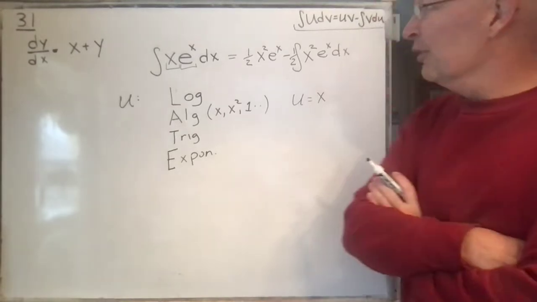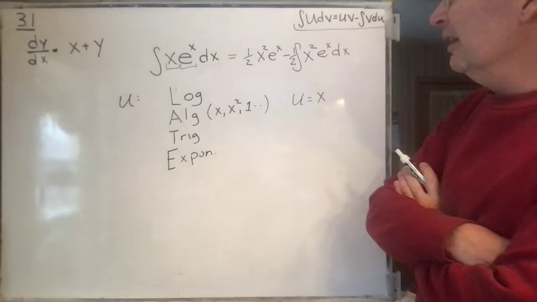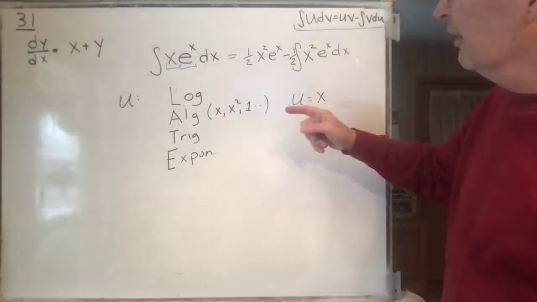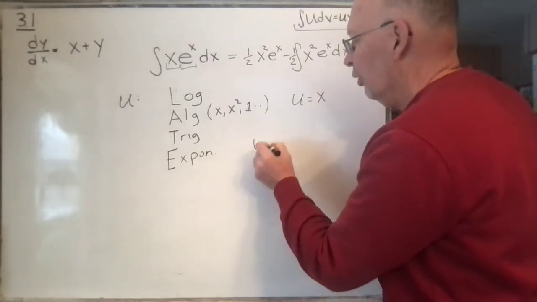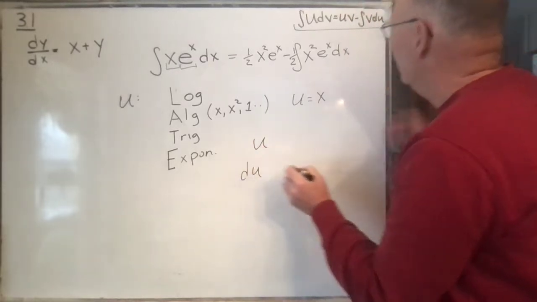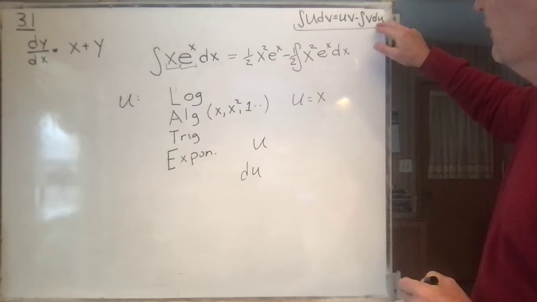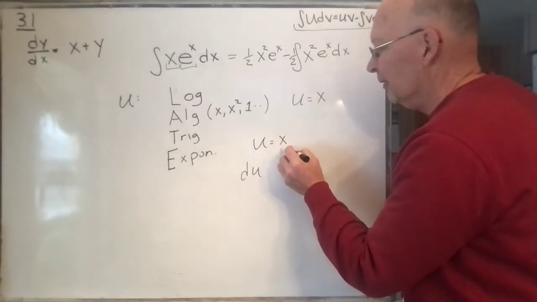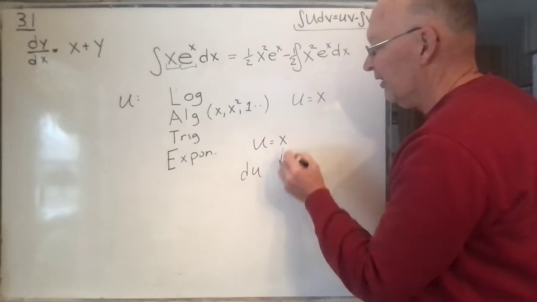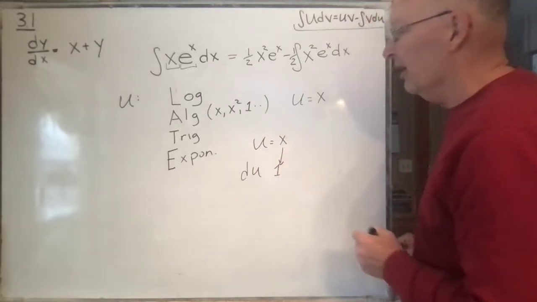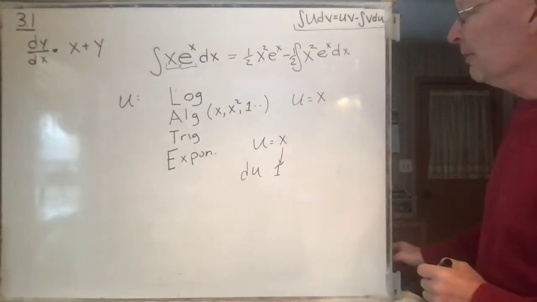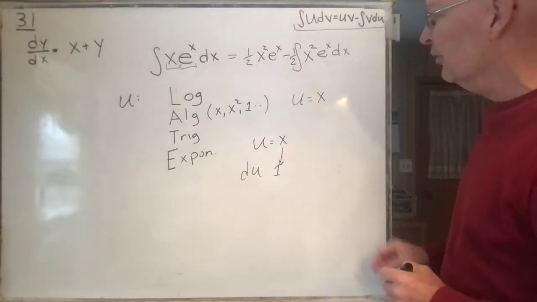The other way to get a pretty good idea of what you should let u be is to think about what we've already done here. Basically, when you start with u and you end up with a du, you want this function to become easier. This was an x and this turned into a 1, right? So it became a simpler function. And so that's kind of what you're after.